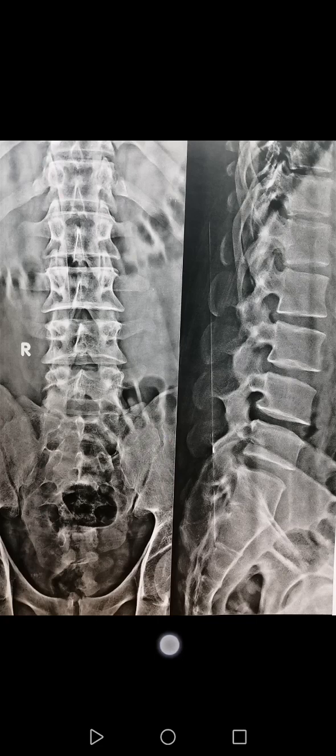This X-ray, if you want to make a scientific comment, you will first say what type of imaging. This is an X-ray, so it is not CT, it is not MRI, it is not PET, and so on. It is an X-ray. On what region? Lumbosacral spine. So this is an X-ray of the lumbosacral spine.